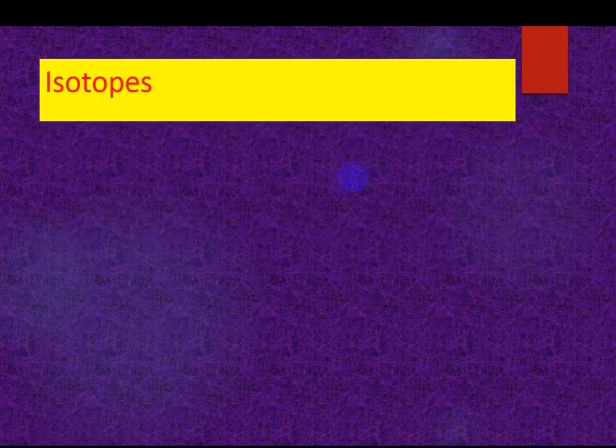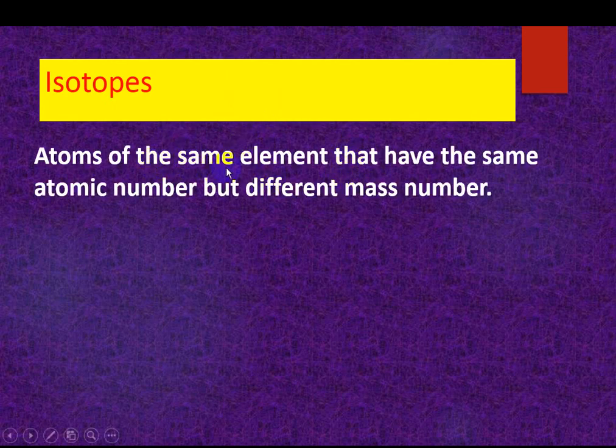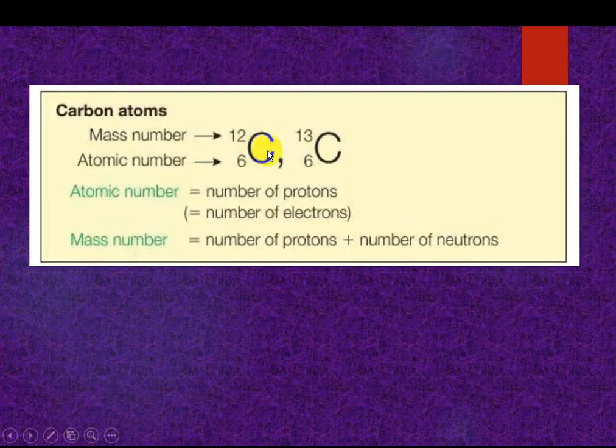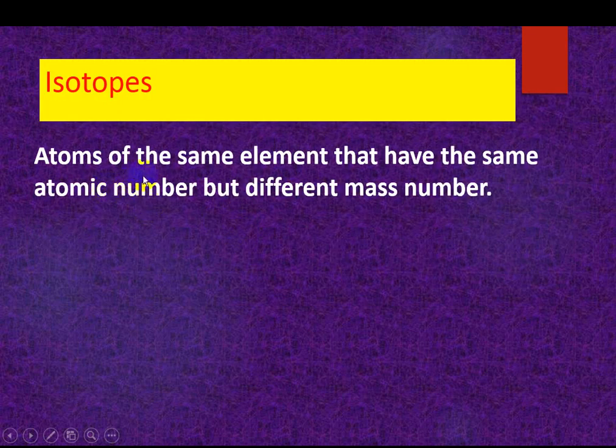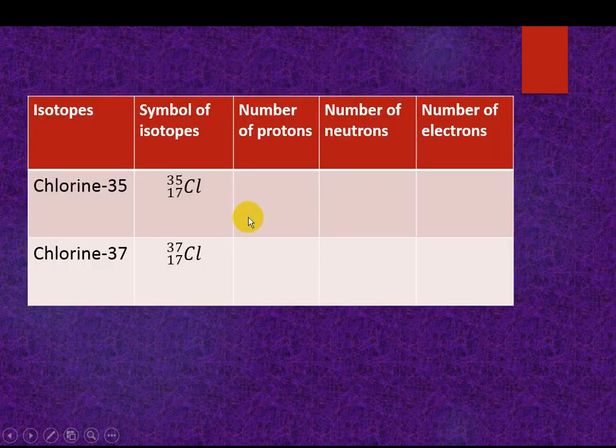Okay, these are called isotopes. Isotopes are atoms of the same element that have the same atomic number but different mass numbers. Look, these are atoms of the same element, carbon. The atomic number is the same, but the mass number is different, 12 and 13. So atoms of the same element that have the same atomic number but different mass numbers are called isotopes.